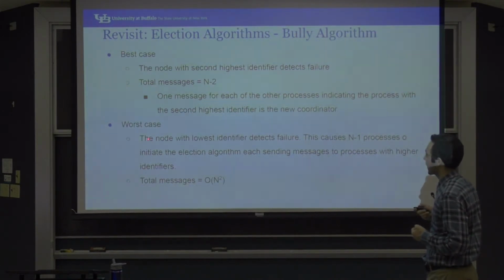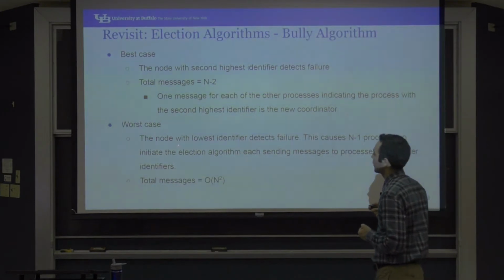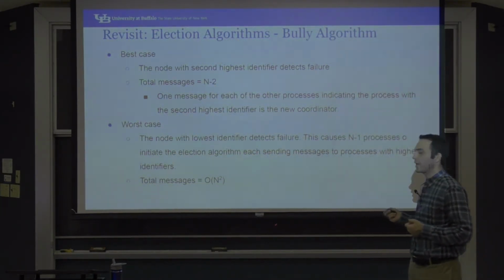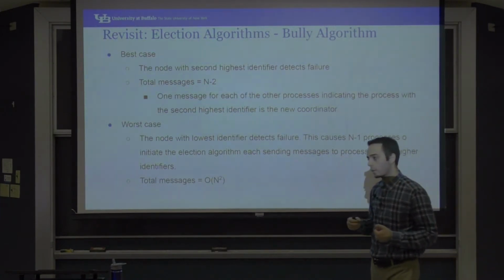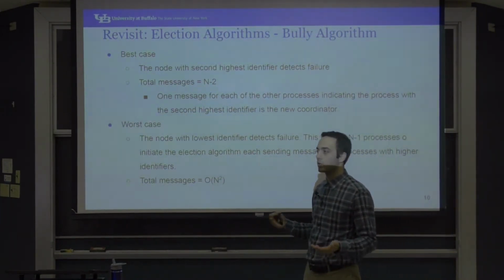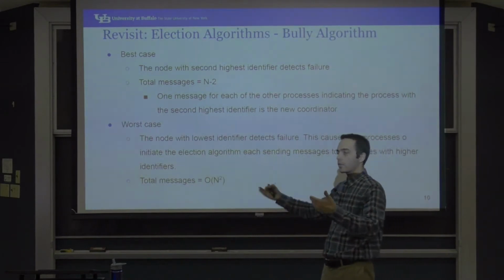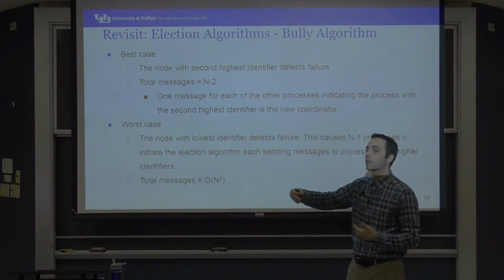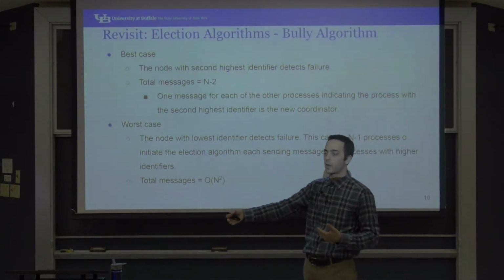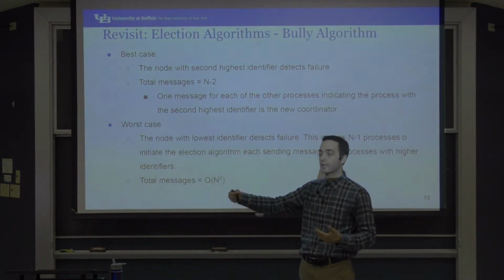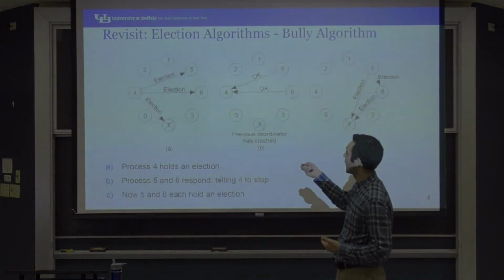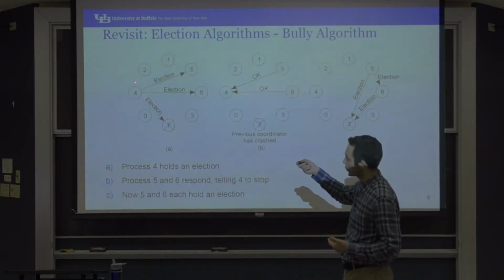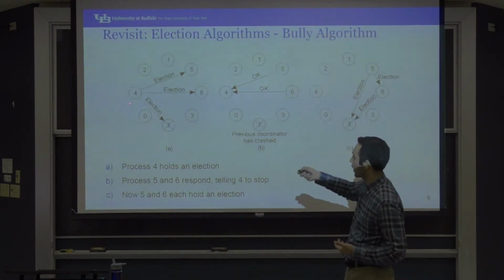And then in the worst case, if the node with the lowest identifier detects a failure, and after they start the election and all the other processes respond to them, then the second lowest priority starts the election, and then the next, and then the next. In this case, let's say, for example, instead of 4, 0 would have started, and then 1 would start, and then 2 would start, and then 3, and then 4, and then 5, and then 6.